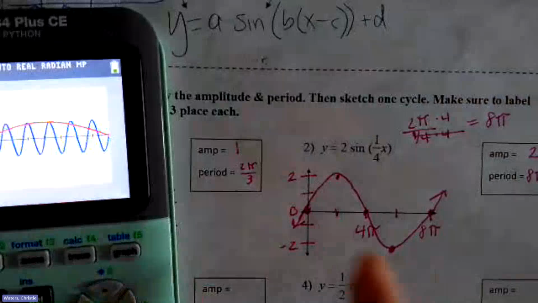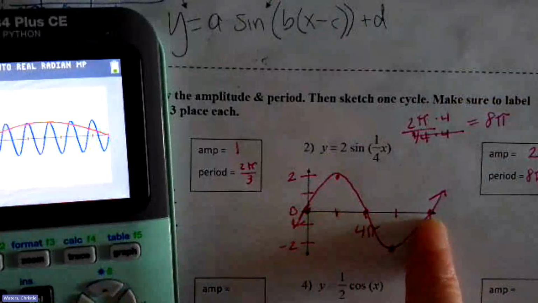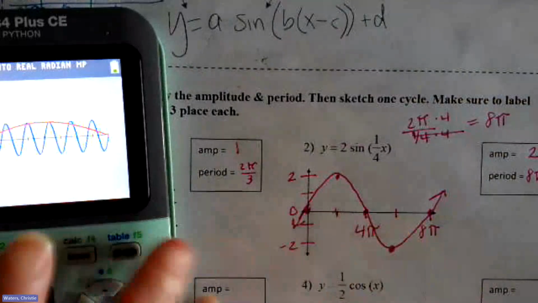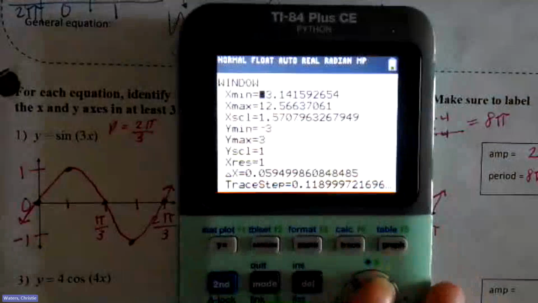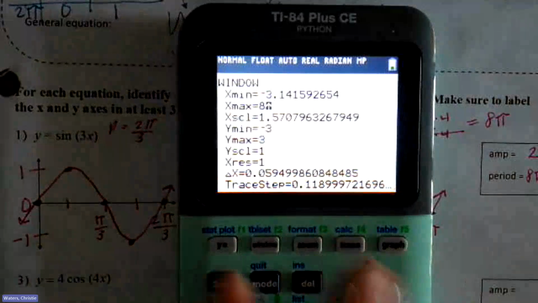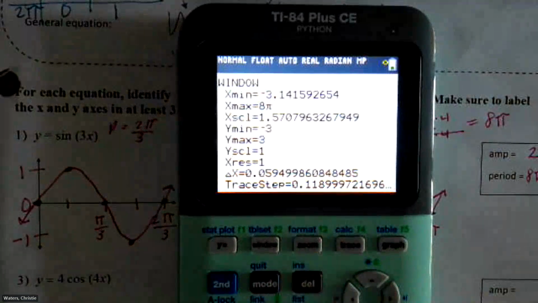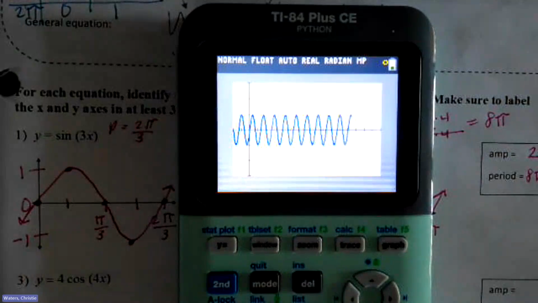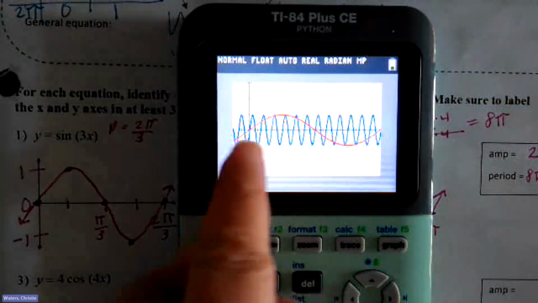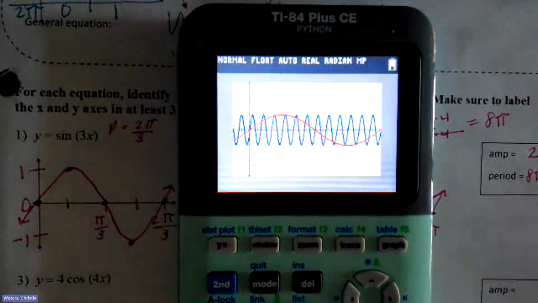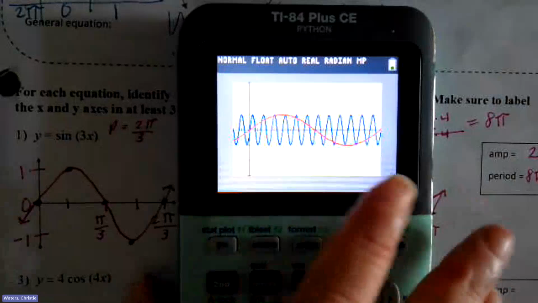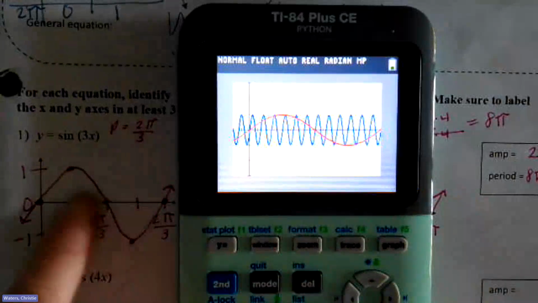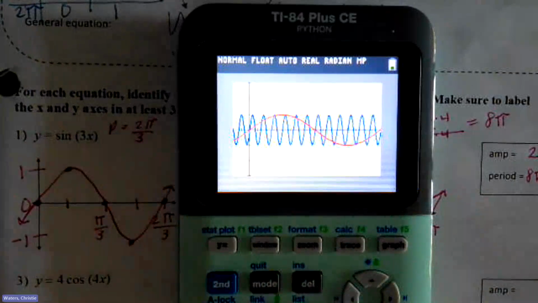Now, remember, this means we completed one cycle between 0 and 8 pi. So if I change my window to where my X max goes out to 8 pi, we're going to get one cycle of the red one, which is number 2, and lots of cycles of number 1. So keep that in mind when you're making these graphs: even though they look the same on here, they don't really look the same.